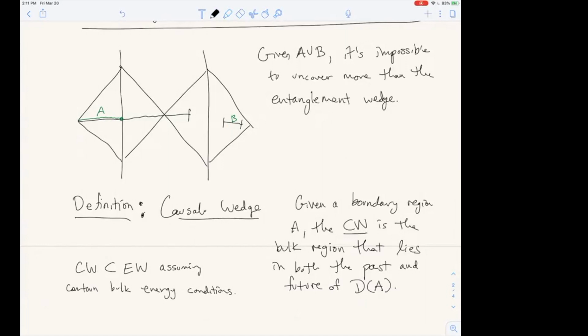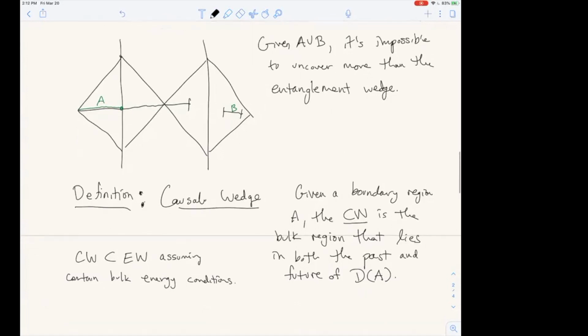And in particular, these theorems tell you that if the only thing you have access to are operators in A union B, then those quantum energy conditions should still hold, at least in an average sense. And so you can't get the causal wedge of AB to exceed the entanglement wedge. Okay.